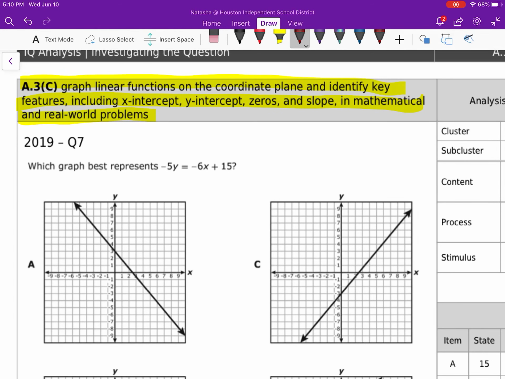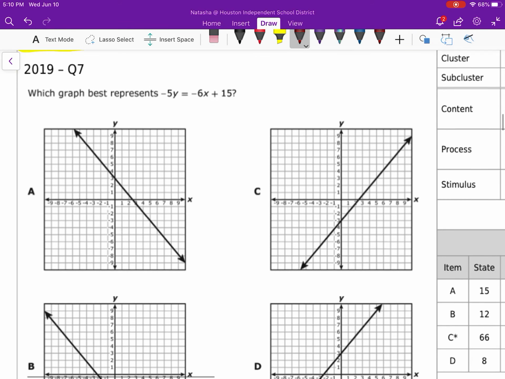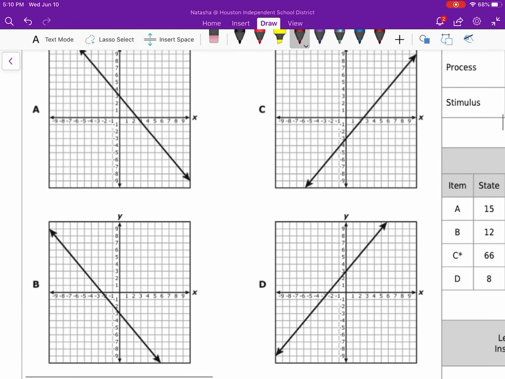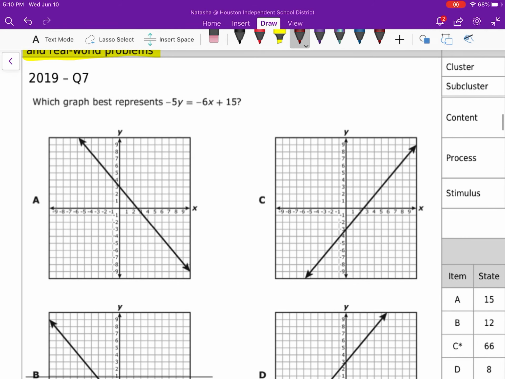Alright, so we're going to start in on T3C, graphing linear functions on the coordinate plane and identifying key characteristics such as x-intercepts, y-intercepts, zeros, and slope. So on this, we're given an equation, and then we've got graph choices, and we want to pick which one has the best possible fit for that equation.